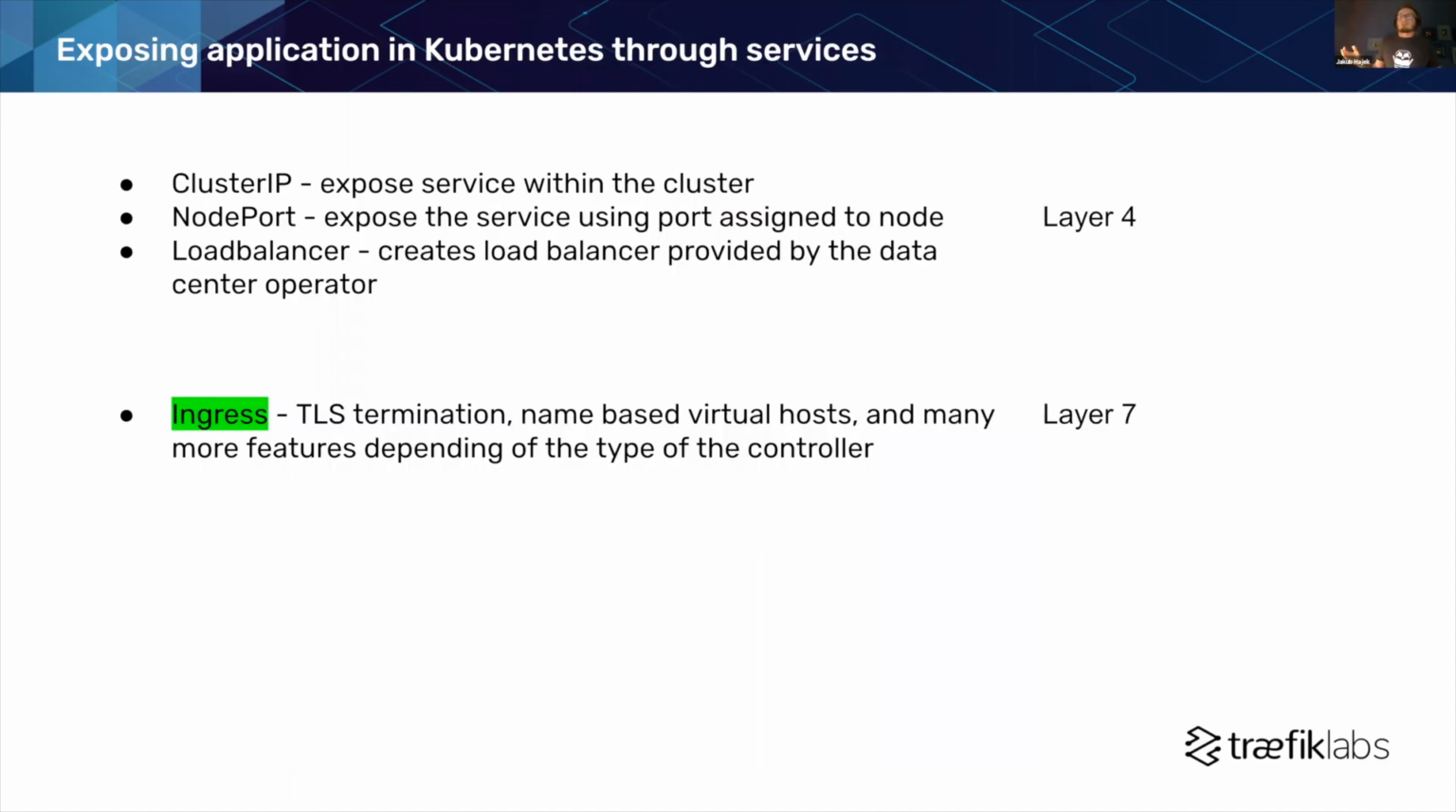And let's compare what we have in Kubernetes. In Kubernetes, we have three options to expose services. We have ClusterIP, so if you would like to expose any service within a cluster, you can use ClusterIP. You can also use NodePort and LoadBalancer, but all three of those run on layer 4. So Ingress was invented, which runs on layer 7.